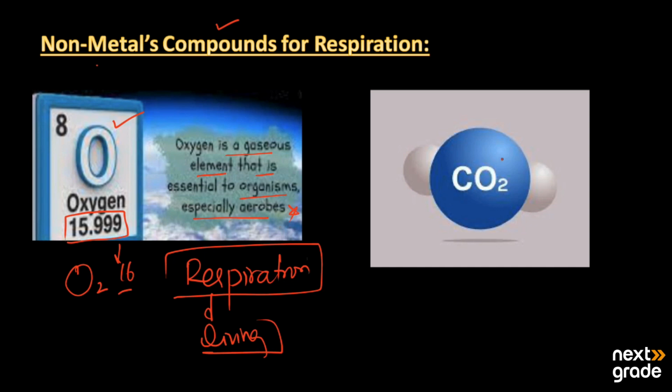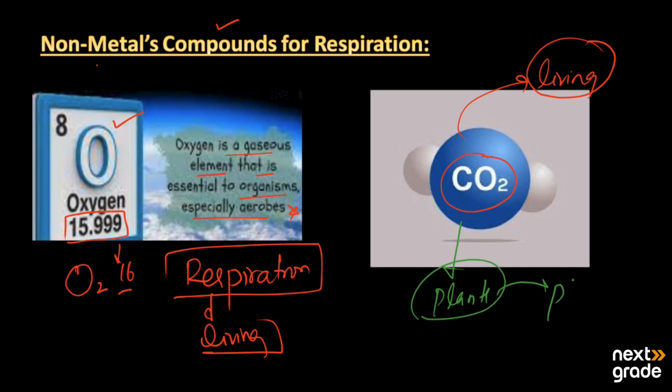On the other hand, the second gas is carbon dioxide, CO2. CO2 is exhaled by living organisms during respiration. On the other hand, it is used by plants for photosynthesis. So both these processes are very important, and without these non-metallic compounds they would not be possible. So they are very essential for living organisms as well.